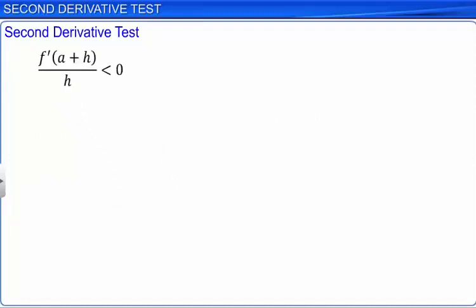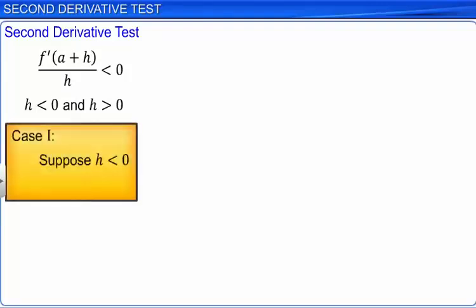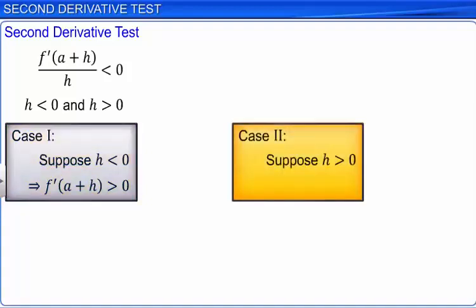Suppose the value of h is negative. Then the first derivative of f at the point a plus h should be positive. Suppose the value of h is positive. Then the first derivative of f at the point a plus h should be negative.